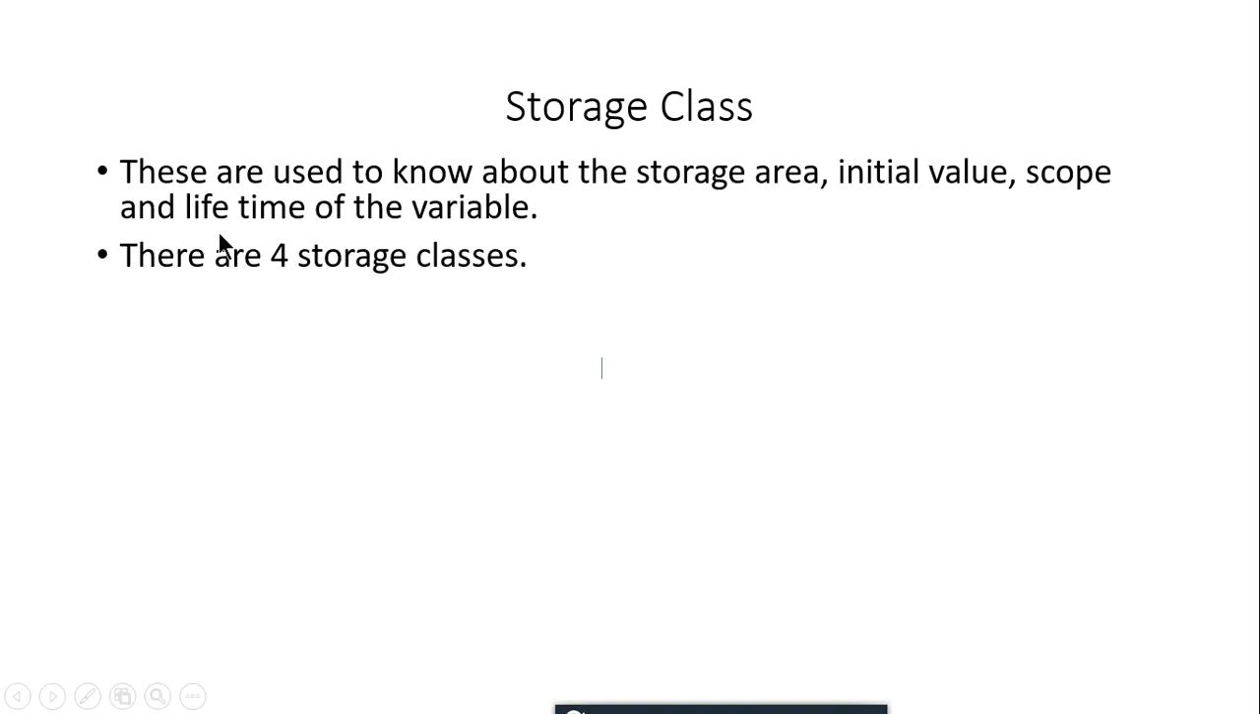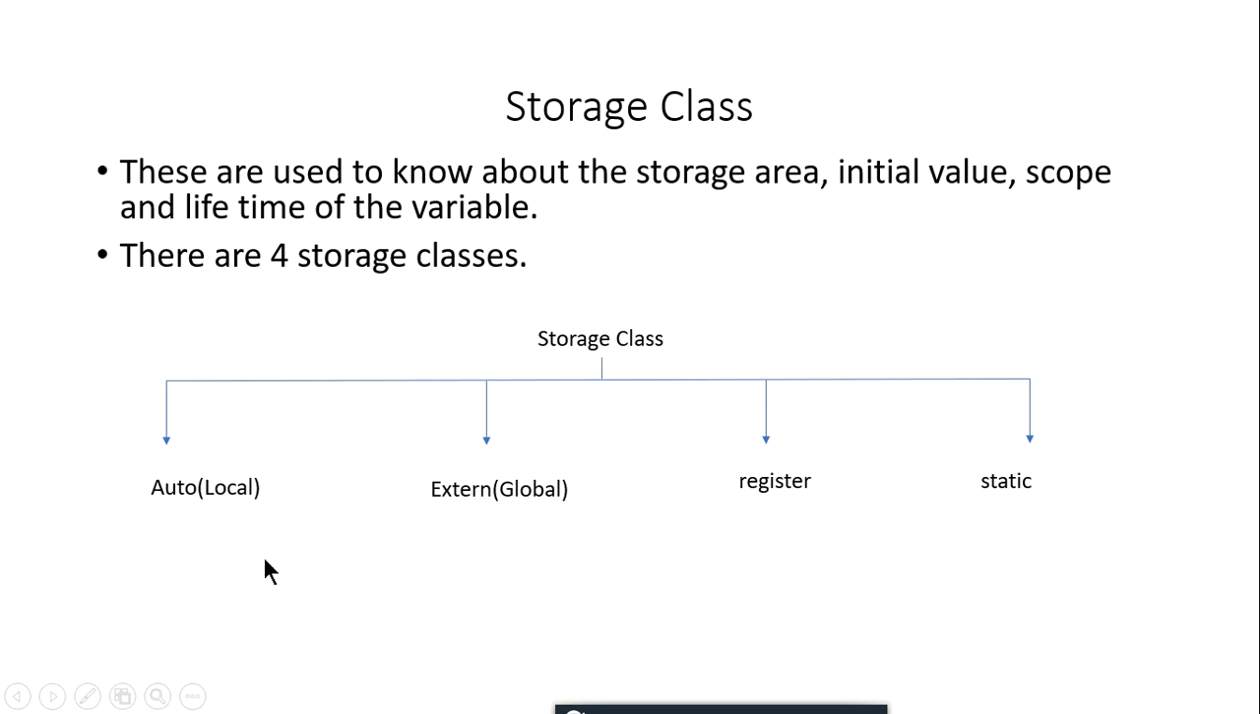So these are used to know about the storage area. There are four storage classes: auto, also known as local or internal; extern, also known as global; then register and static.